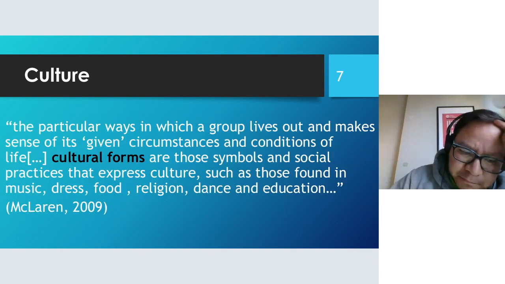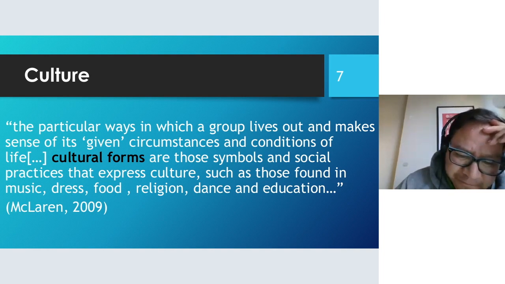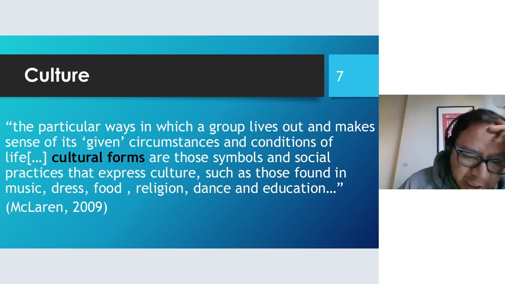Other scholars have been more specific about culture and talk about the particular ways in which a group makes sense of its given circumstances and conditions of life. They talk about this idea of cultural forms, which are those symbols and social practices that express culture, such as those found in music, dress, food, religion, dance, and education. These are what we see on the surface, the reflections and the basis of how we judge people. In other words, these are the basis of what we call stereotypes.